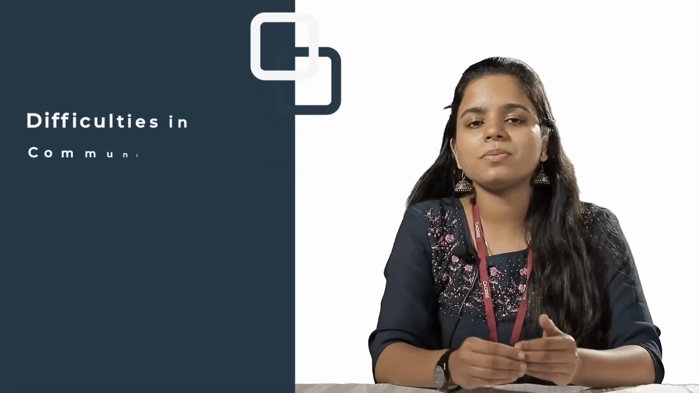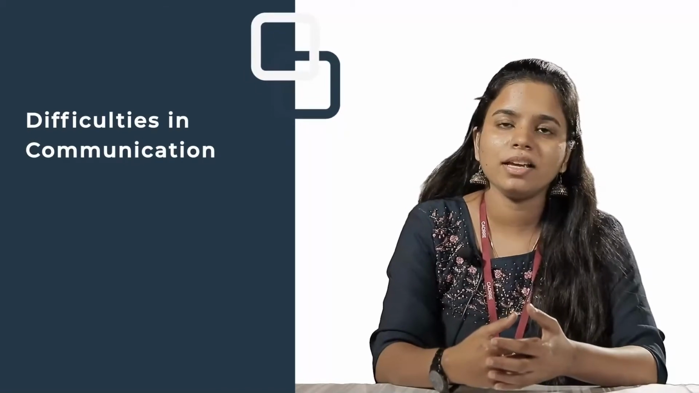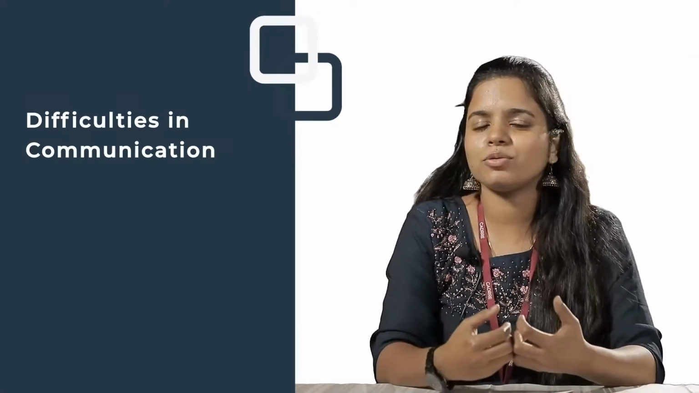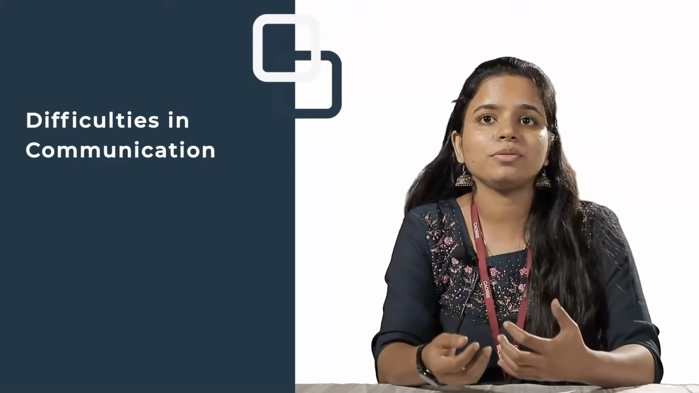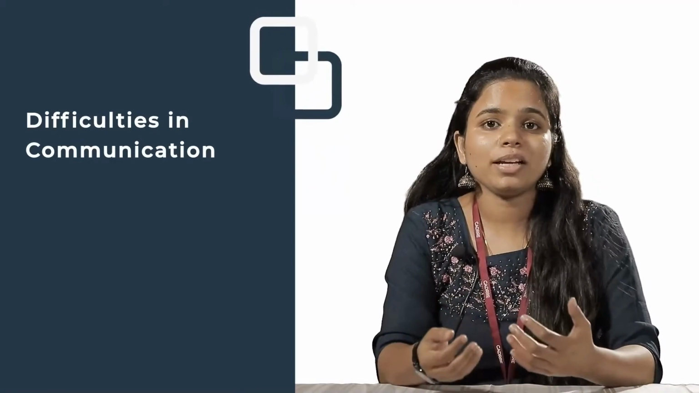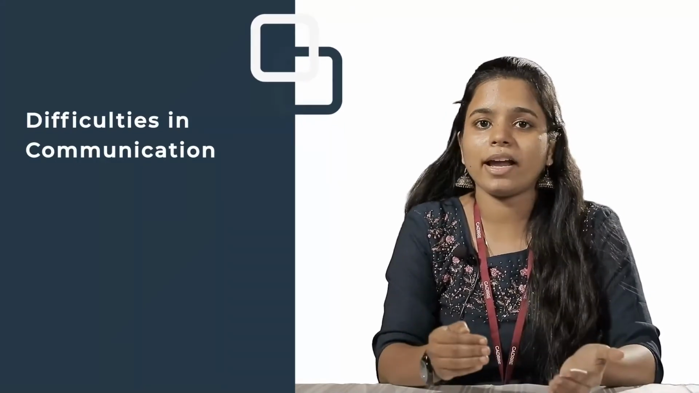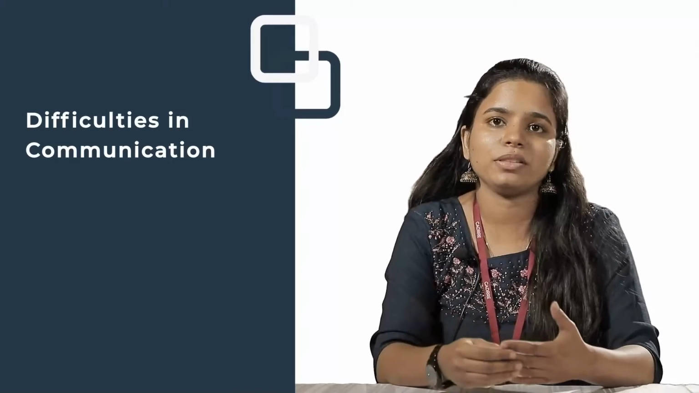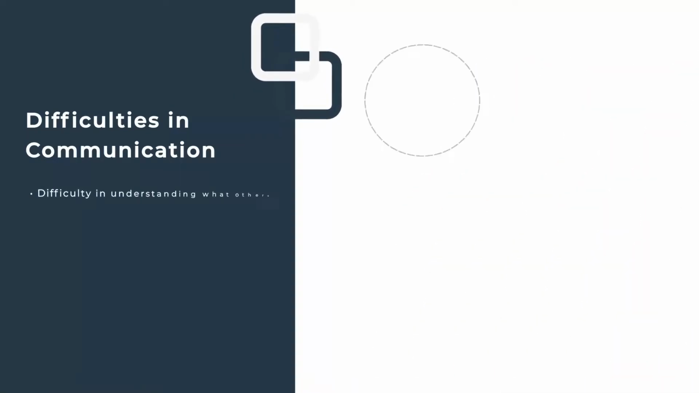Children with autism spectrum disorder will have difficulty in communicating with others. Also, they may have some language, but they may not know how to use it effectively to communicate with one another. And so they will need to be taught how to use words or actions so that they can communicate with others. They will have difficulty in understanding what others are saying.